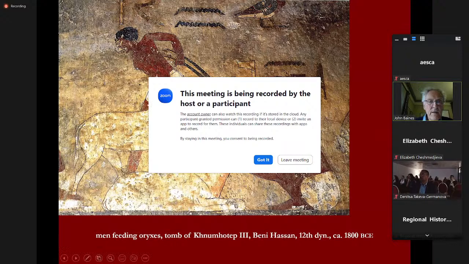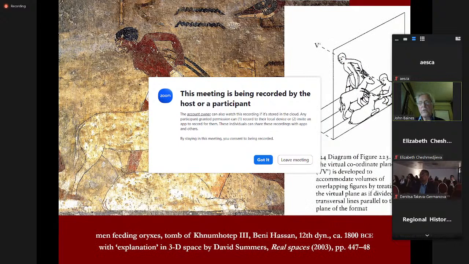And sorry, when I say an oryx, I'm probably wrong about the species. And then an art historian, David Summers, has tried to make this into a sort of diagram of the layers in the picture. But I don't think the Egyptians would ever have thought that way. I think that's using a modern way of understanding depth and things like that in a context where it's not relevant. And that is a problem cartoon creators have used.